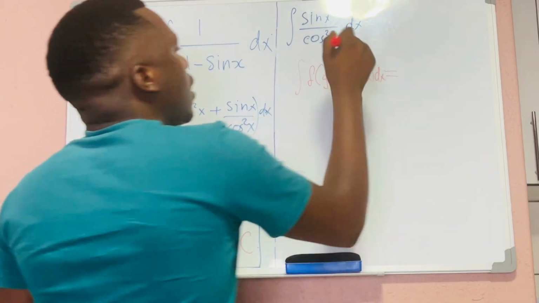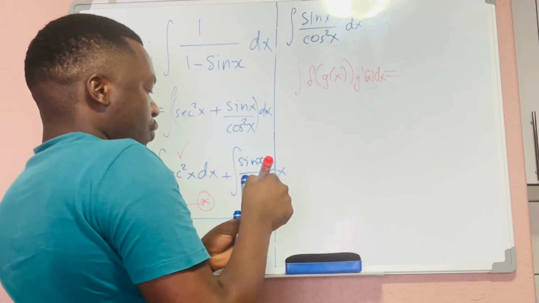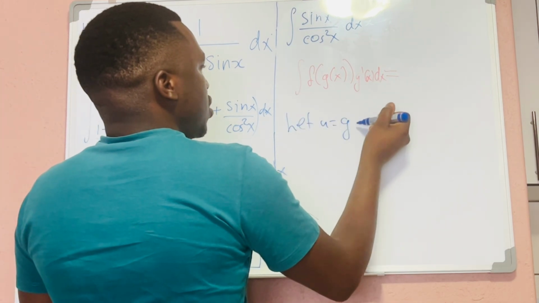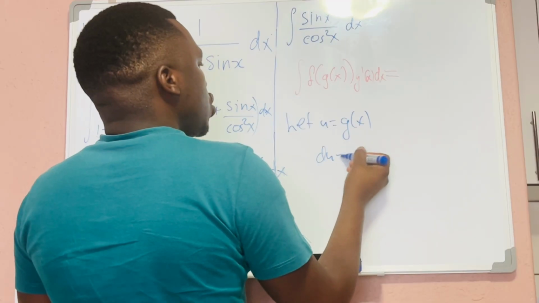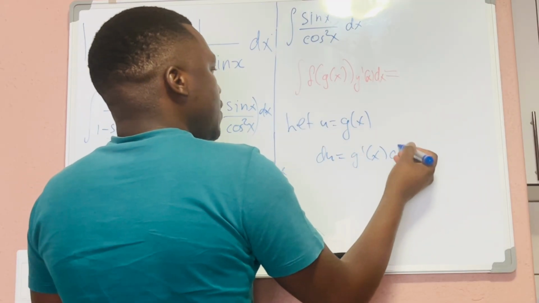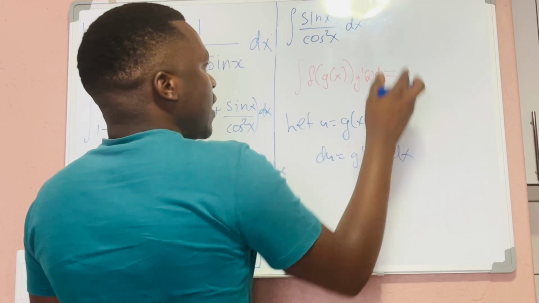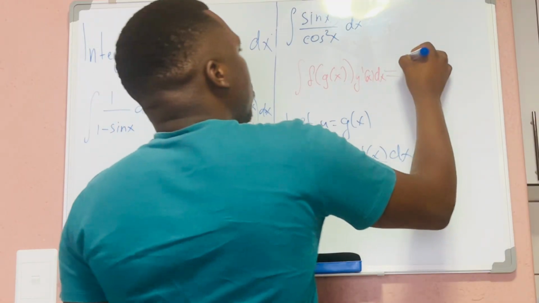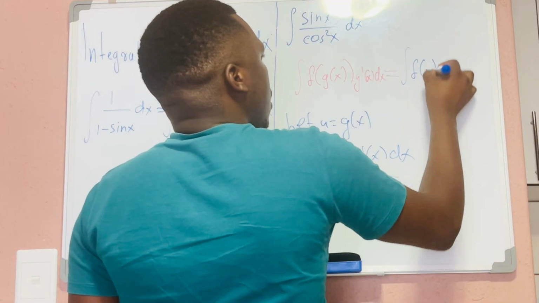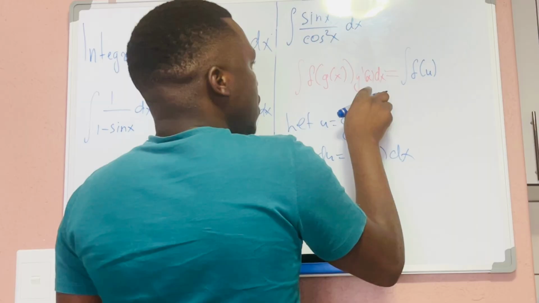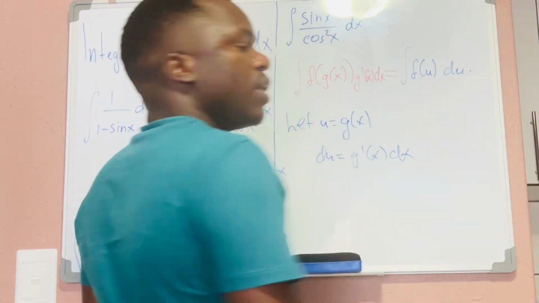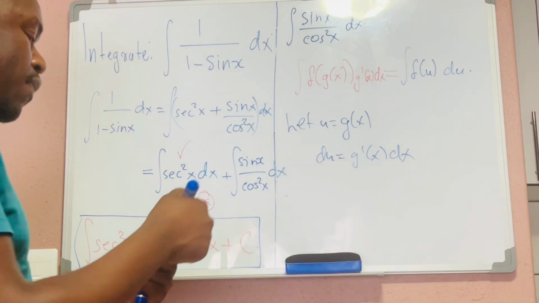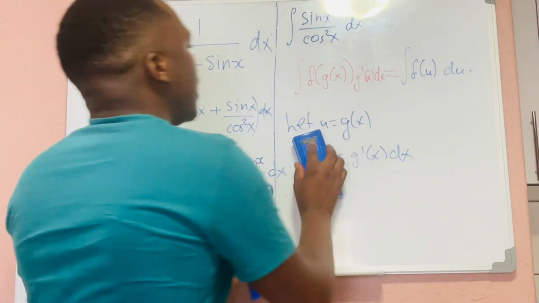So at the end of the day, if you let u be your g(x), differentiating this u with respect to x will be something like this. So we can see that if we apply the u substitution, we will end up with something of this type. So we're going to replace this, and we'll be left with a function of a single variable. So that is u substitution in a nutshell.